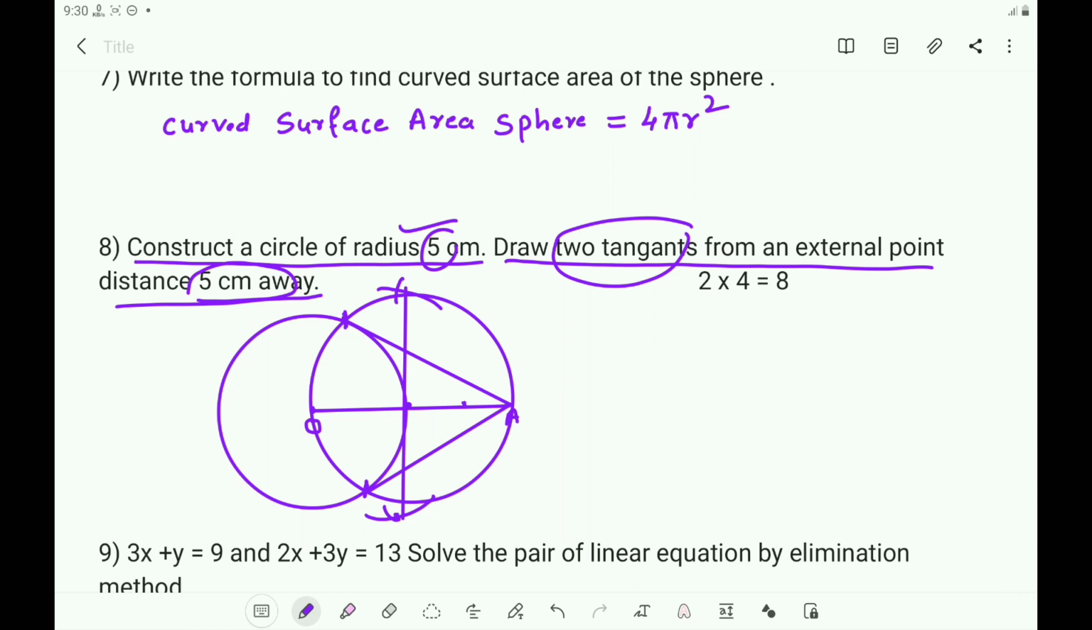So you take the compass. With the help of the compass, you must draw the circle and also draw the perpendicular bisector and the second circle also. So here these two are the points at which both the circles meet, that is to be joined to the external point. Then you will get the 2 tangents from the external point. That point is 5 centimeter away from the circle.